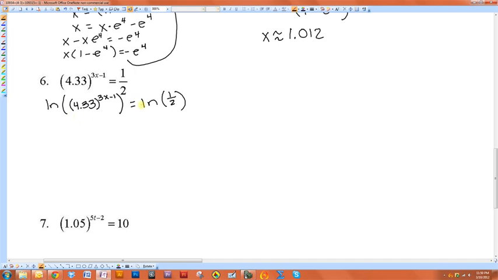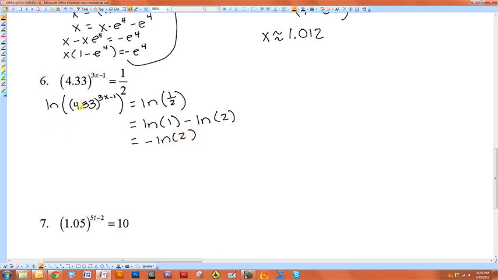Now there's two ways you can deal with this one. You could leave it like this. However, if you take the natural log of 1, you're just going to get 0, so you might want to do this. Okay, whenever you have a fraction in your natural log, you can split it into two natural logs being subtracted from each other. Since that's 0, this is just negative natural log of 2.